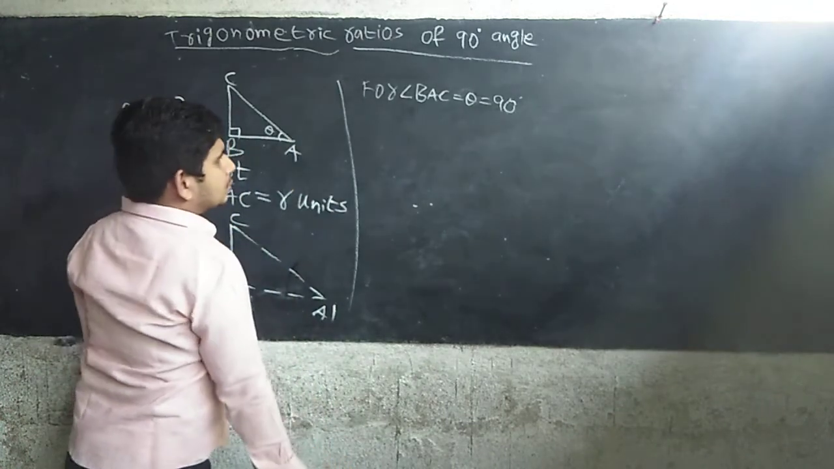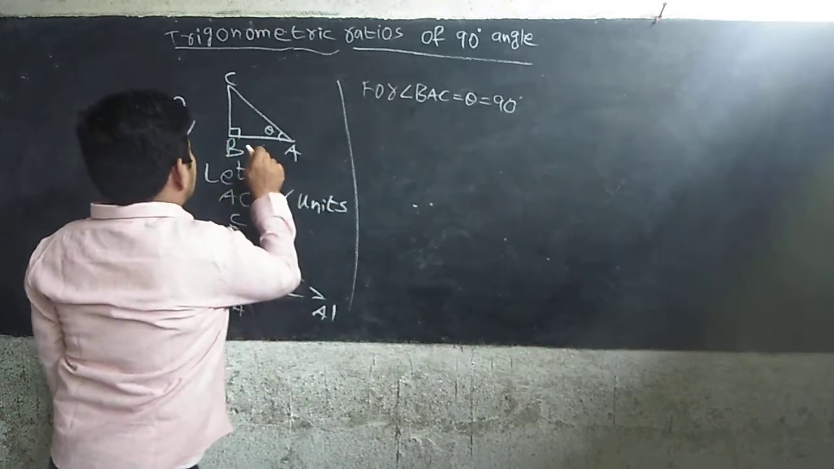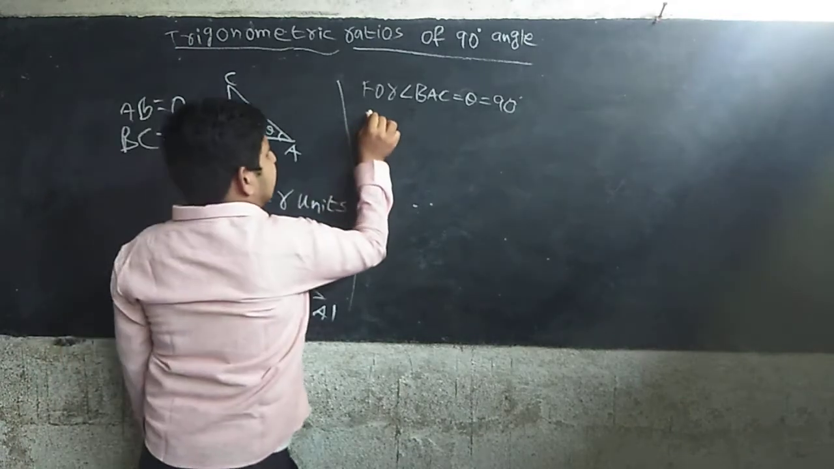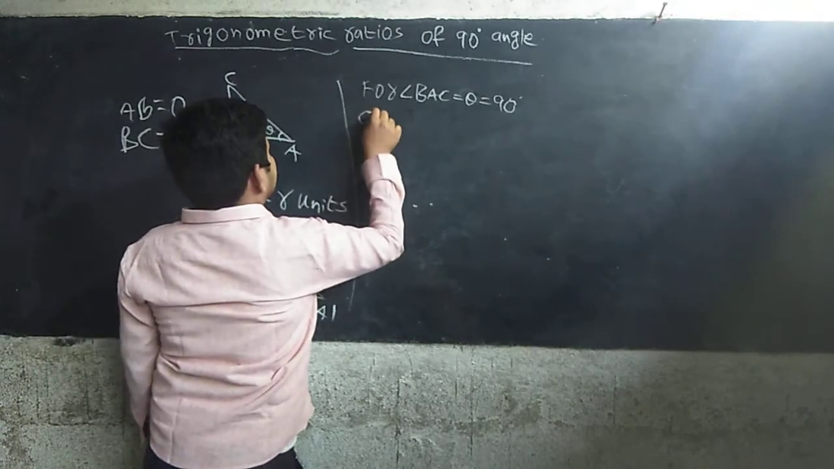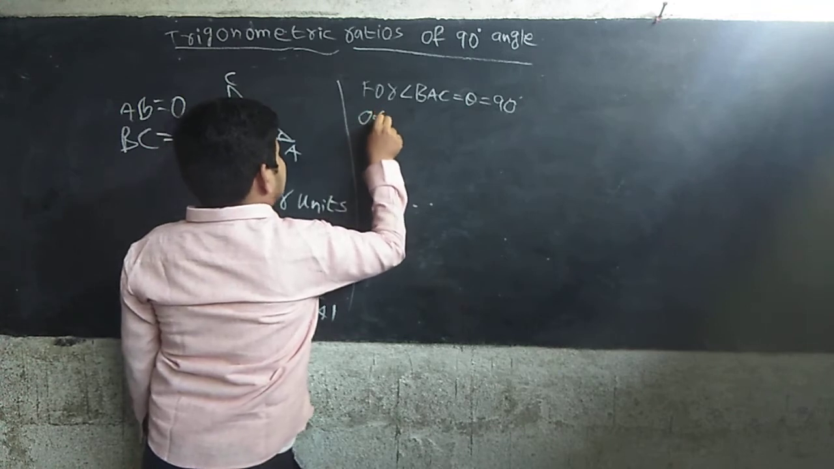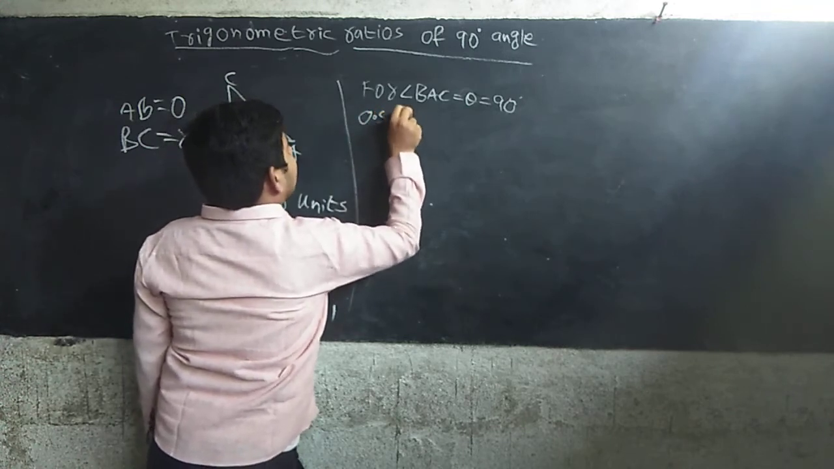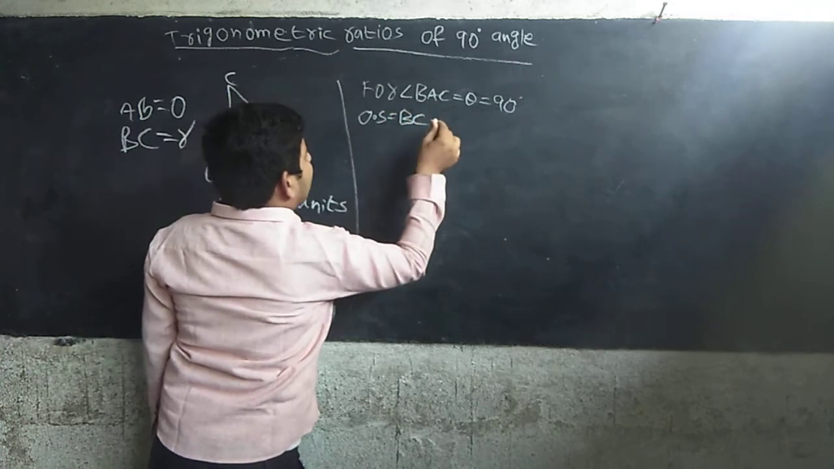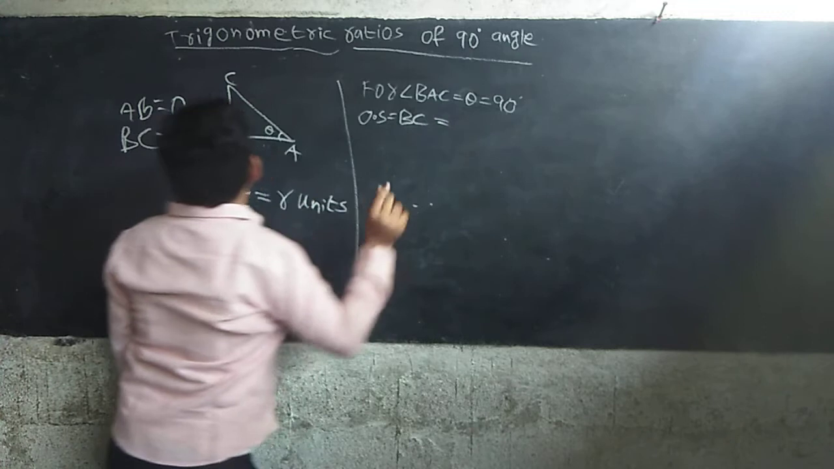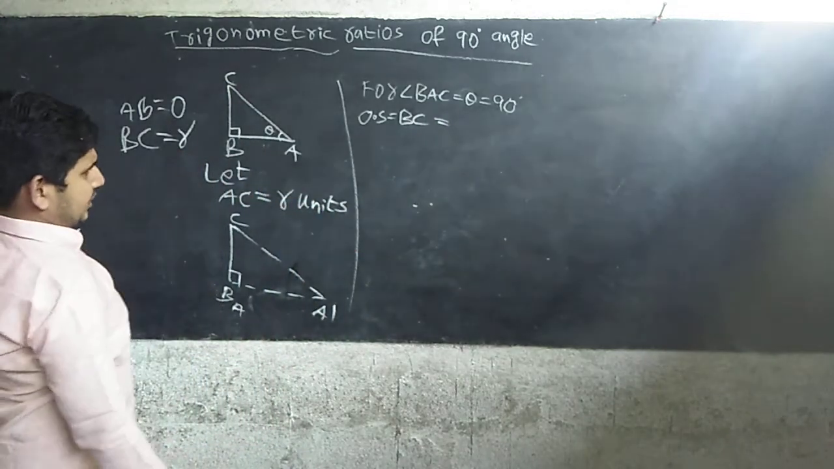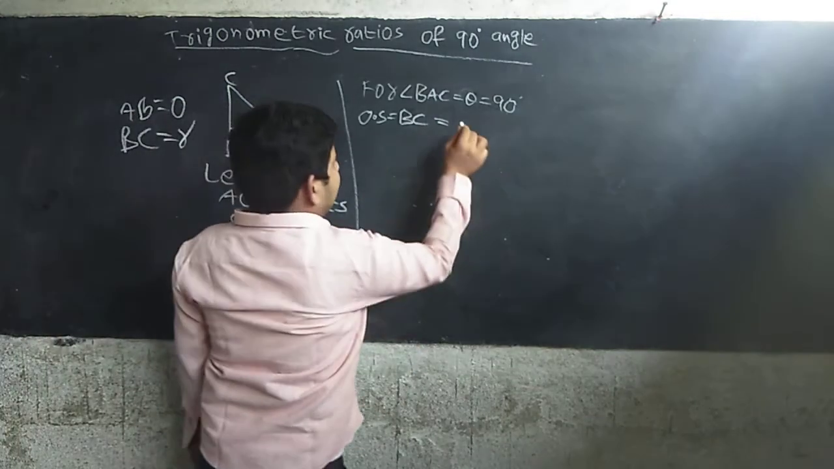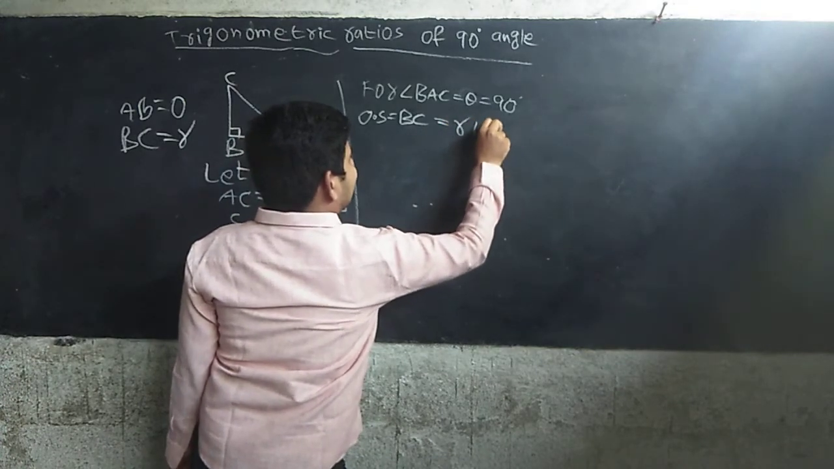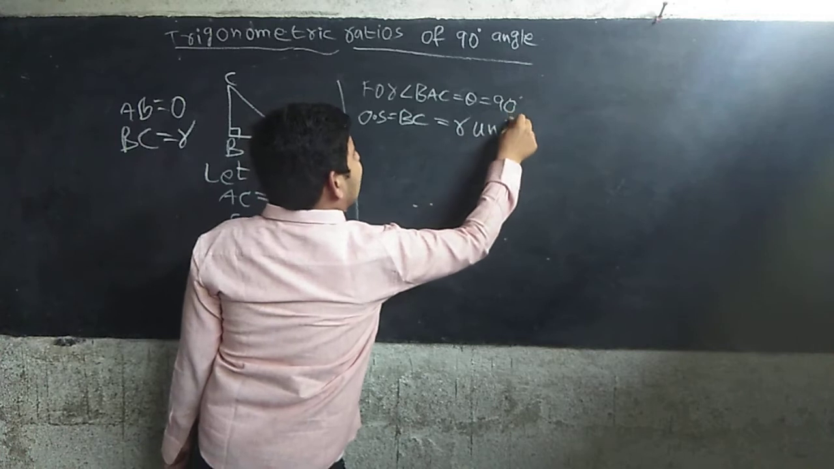Now, opposite side equal to what? Opposite side equal to BC. BC equal to what? All units.